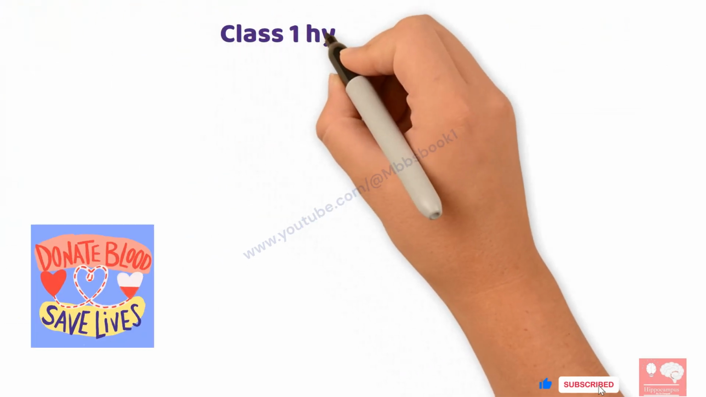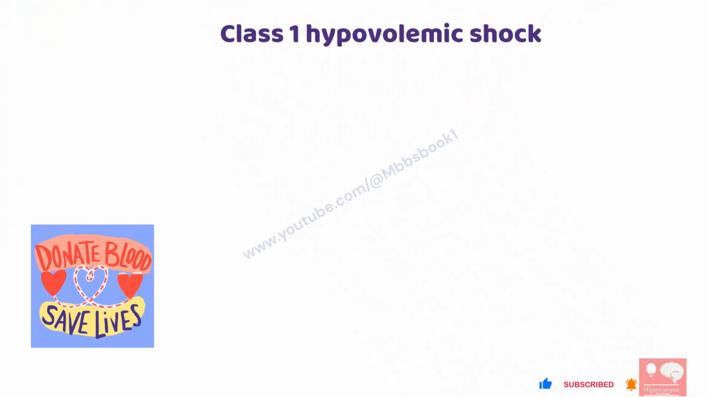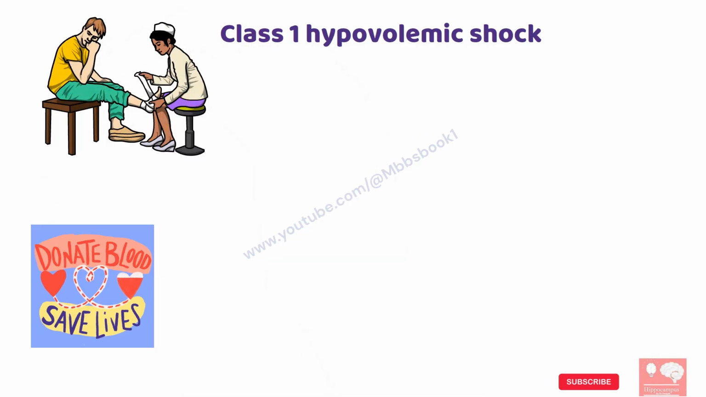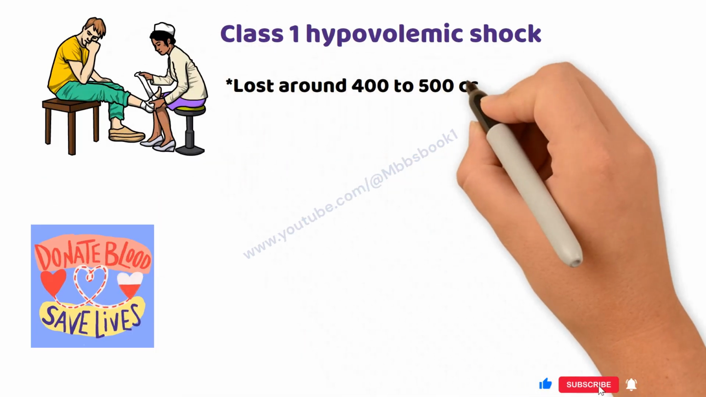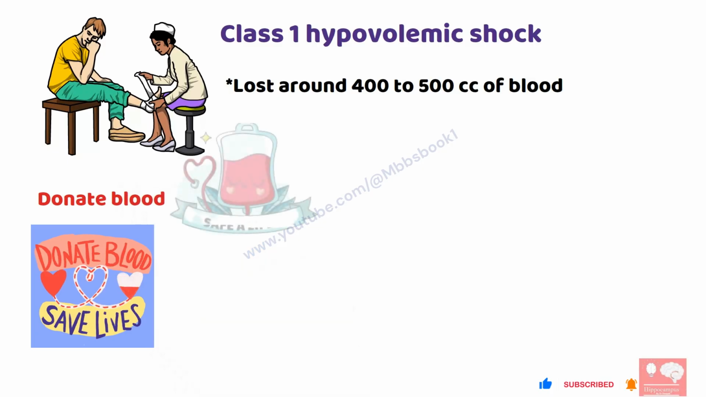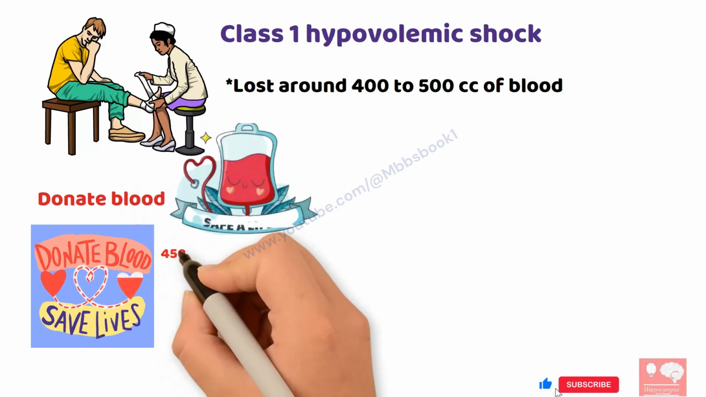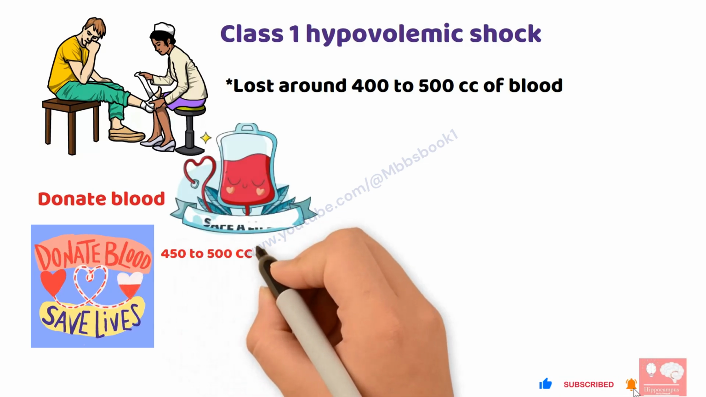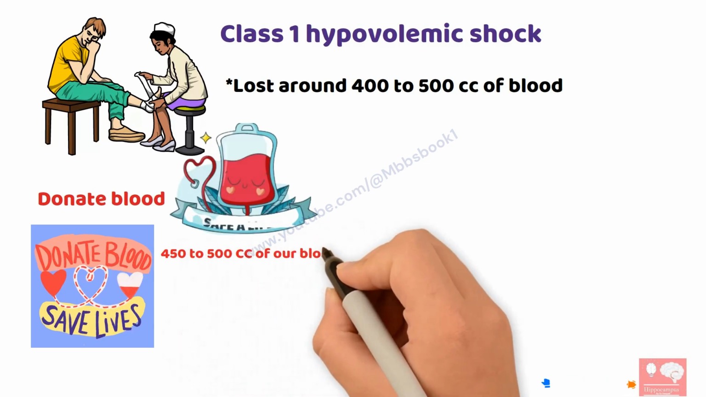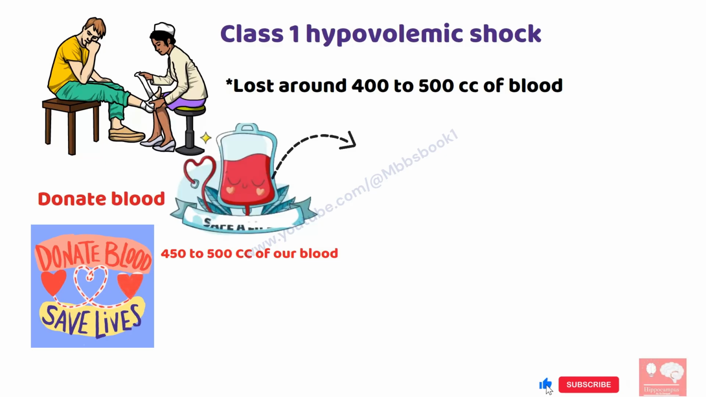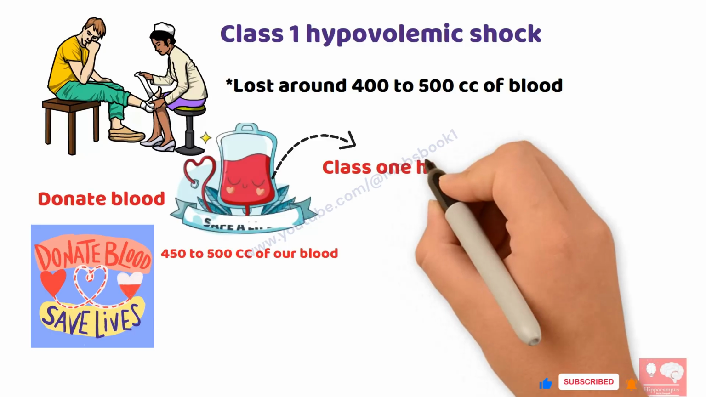Now we will discuss class 1 hypovolemic shock. See, a patient who has lost around 400 to 500 cc of blood. I am sure a lot of you must have donated blood. If you donate blood, we donate approximately 450 to 500 cc of blood, right? Now, if you have given that much blood, you have experienced class 1 hypovolemia.